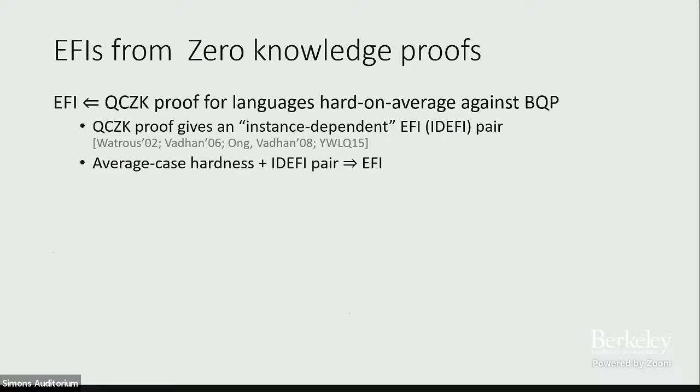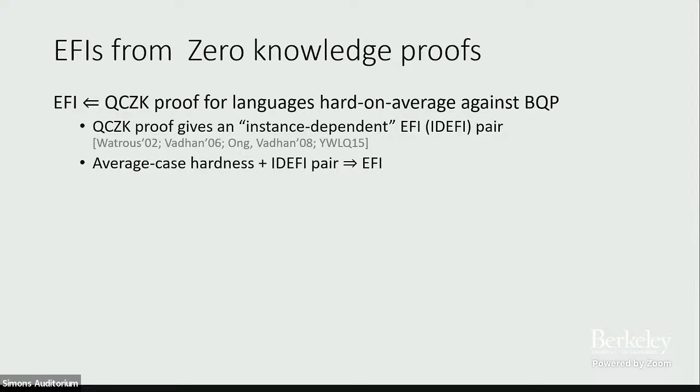You can actually extend the idea of Ostrovsky, Wigderson, and later Vadhan. You can show that any quantum zero knowledge proof for a language can give you an instance dependent EFI based on the language. And if the language is hard on average, then this actually gives you a full-fledged EFI in very much a similar way to what's done classically.